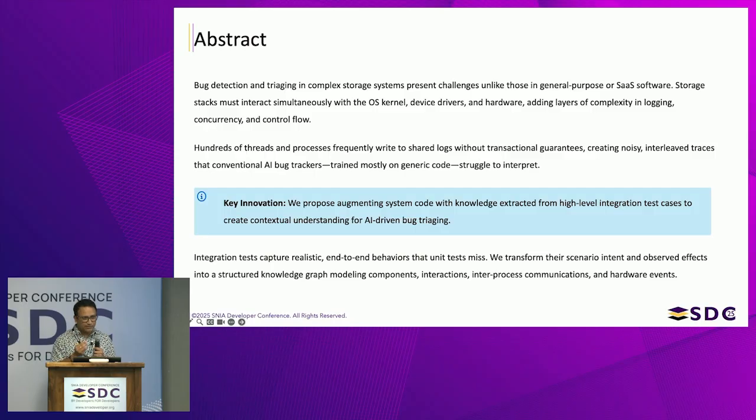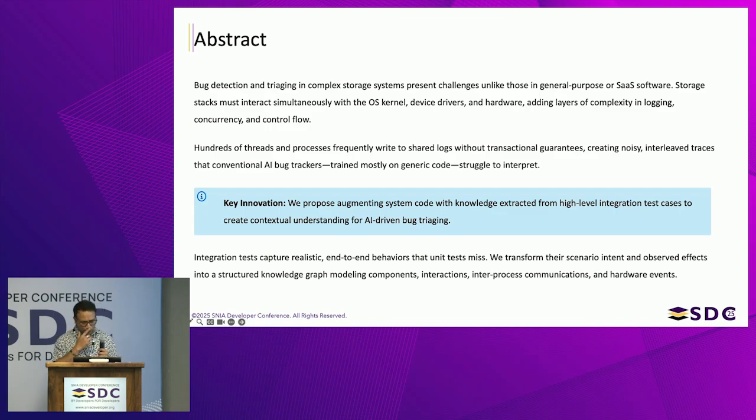The key innovation that we are going after here is to start treating AI as an insider. We purposefully augment our system with knowledge extracted directly from a source that we trust, which is our functional tests. These are not just code. They represent our understanding of how the system will behave in a realistic end-to-end scenario. By transforming this intent into structured knowledge graphs, and you will see this in subsequent slides, we give AI the insider context that it needs to truly understand end-to-end debugging.